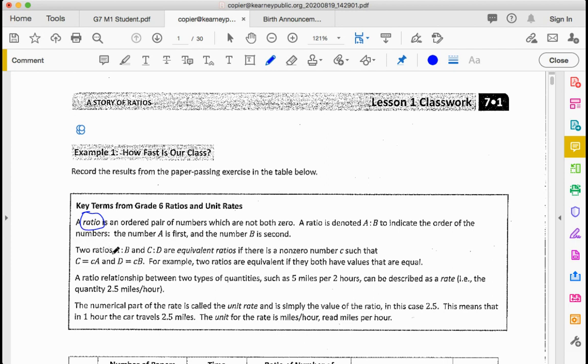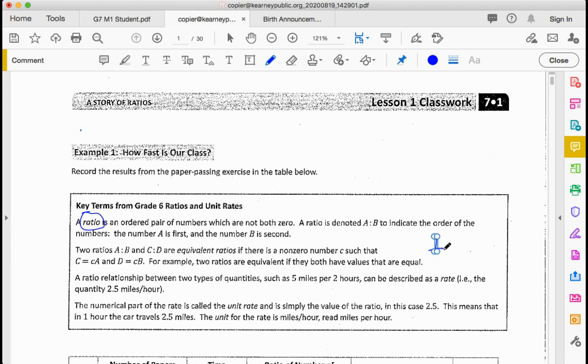2 ratios, A to B and C to D. Notice what I'm saying instead of the colon. What word did I use that's also like a number? 2, right? So our equivalent, what does it mean if 2 things are equivalent, the same or equal, right? If there is a non-zero number c such that C equals c times A and D equals c times B. That's kind of confusing, but it's not that bad. For example, 2 ratios are equivalent if they both have values that are equal.